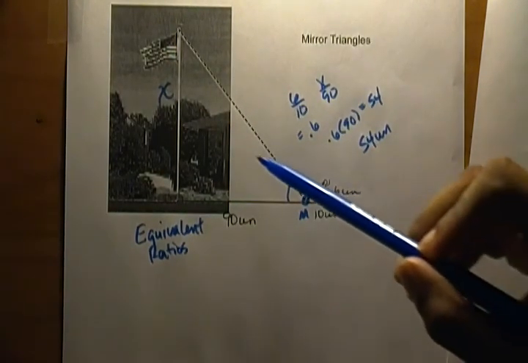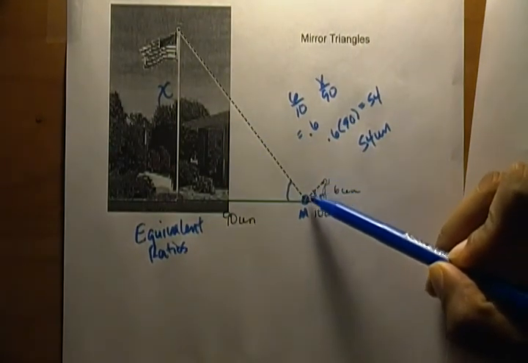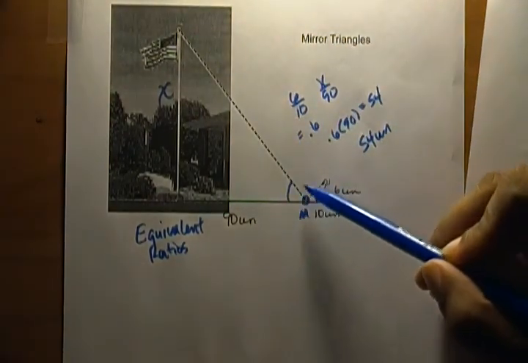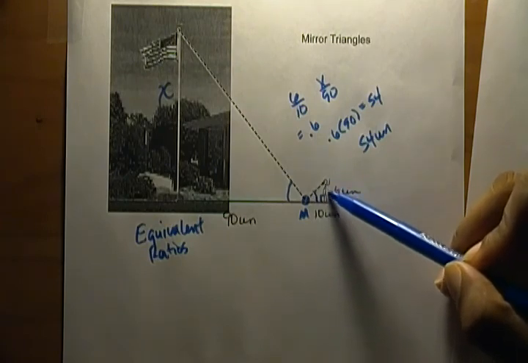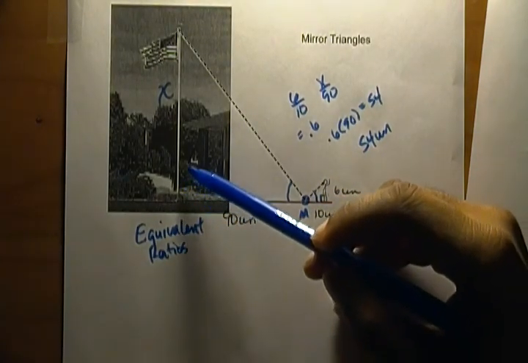Again, this only works because we have two similar triangles, because looking at the mirror on the ground, we can see the top of the flagpole. That gives us the same angle measures here. And this person's perpendicular to the ground. The flagpole is perpendicular to the ground.